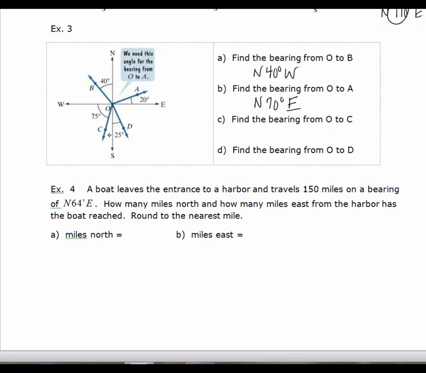We don't want that. We need our acute angle to be made with the vertical axis. So if that's 75 degrees, this little angle in here has to be 90 minus 75, or 15 degrees. So OC is going to be south 15 degrees west. And the last one, from O to D, we do have an angle that is made with the vertical axis, so it's going to be south 25 degrees east.